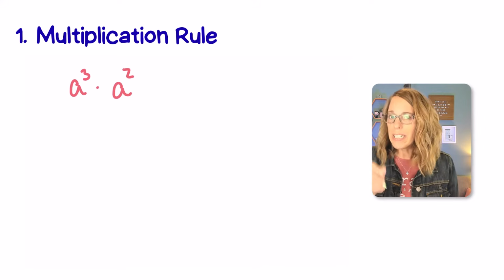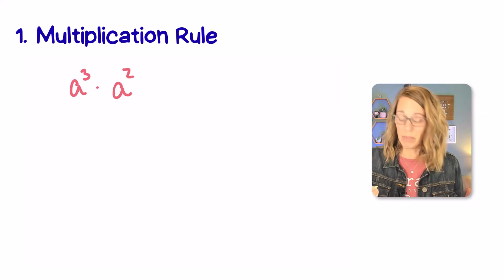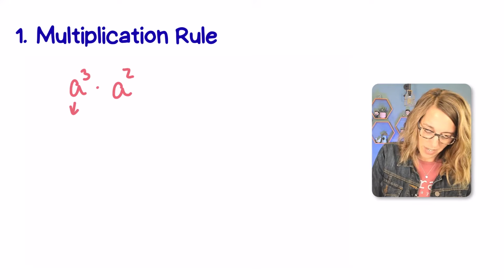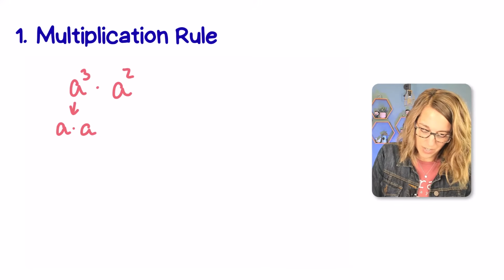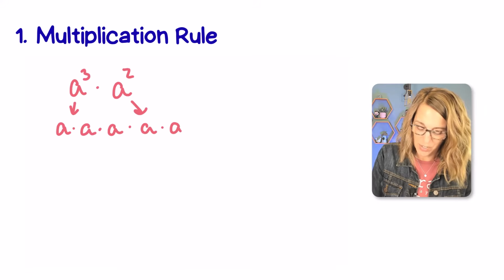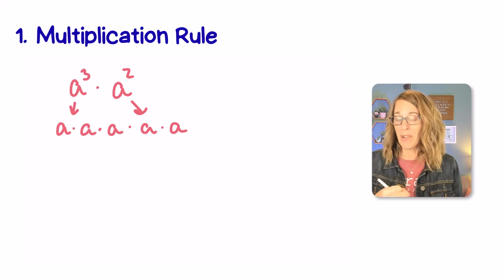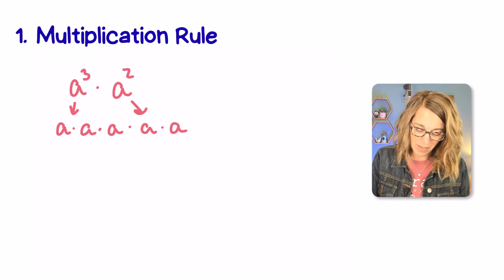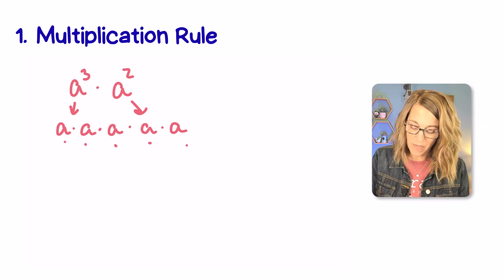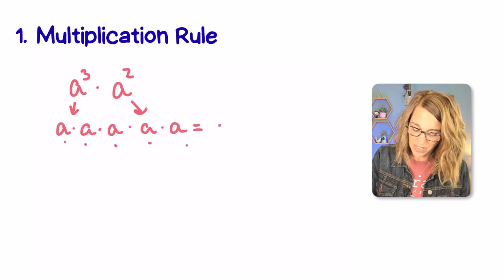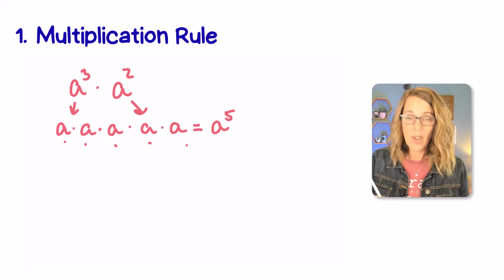Now these powers literally mean how many are being multiplied. So a to the third is really 1, 2, 3 a's, and then a squared is 1, 2 a's. But this is why we need these properties. These are nice small numbers. I can just count these a's up and I've got 1, 2, 3, 4, 5 of them. So this is equal to a to the fifth.